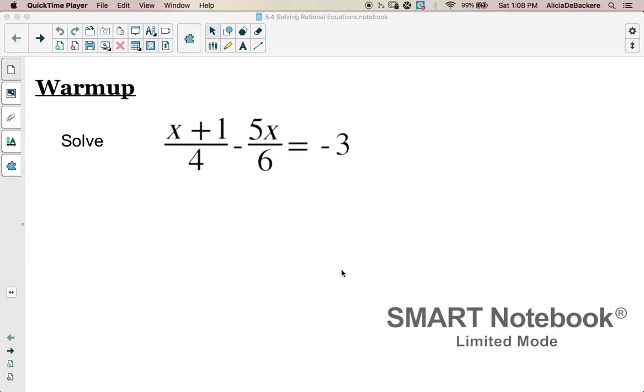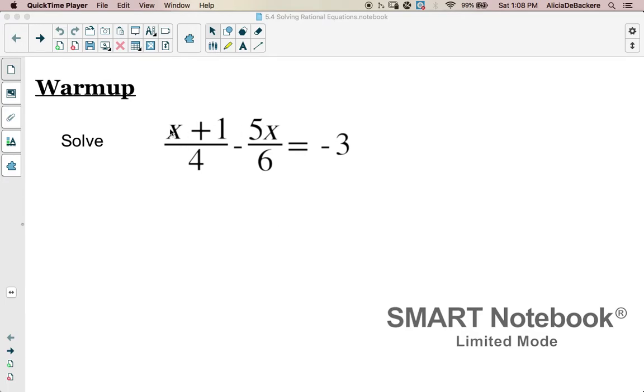Okay, welcome to lesson 5.4. We're moving into the algebra part of this chapter, so my favorite part. Today we're going to look at solving rational equations, and then our next lesson is solving rational inequalities. So today equal signs, and then tomorrow less than or greater than signs.